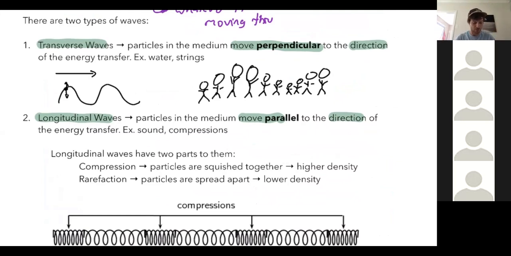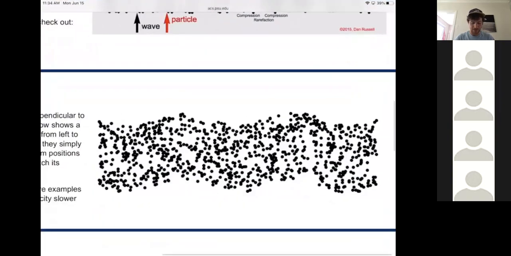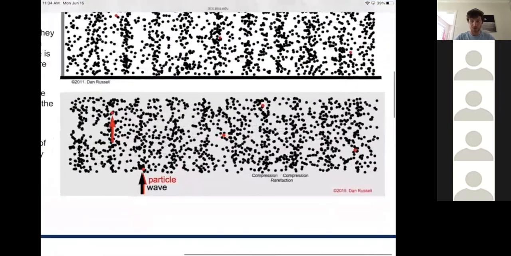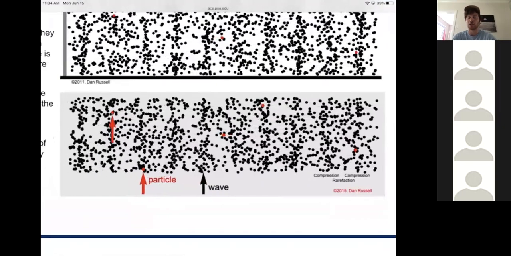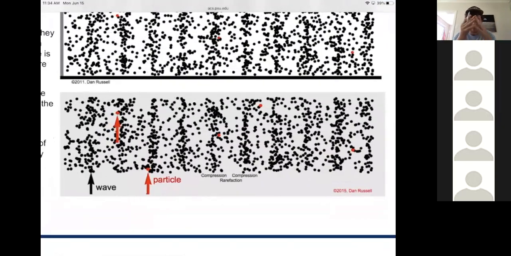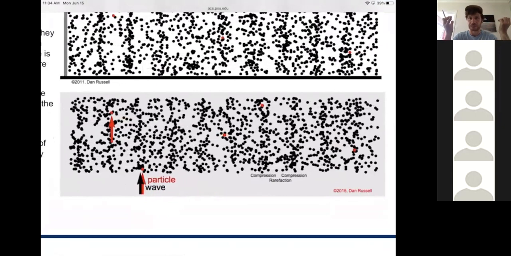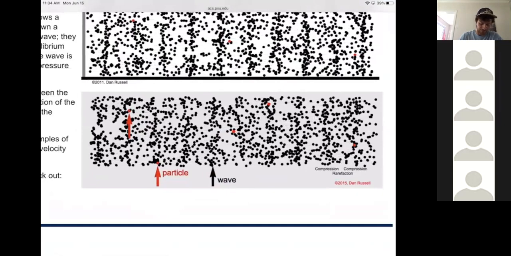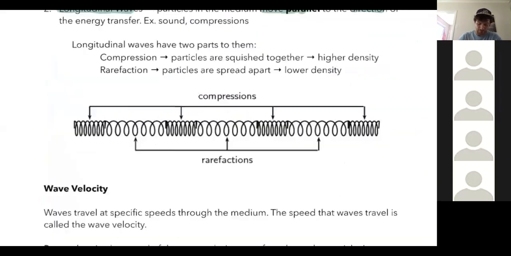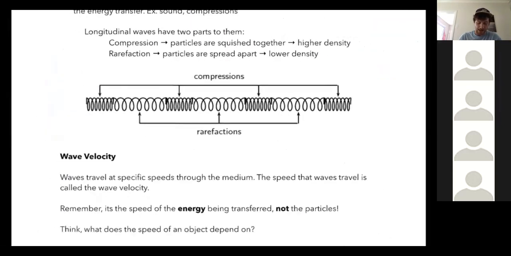Okay. So if we go back to the picture, it's even labeled here actually. You can see the compressions and the rarefactions moving through on the bottom there. Compressions are when the particles are squished together. Rarefactions are when they're spread out a little bit. Okay, cool. Just a little fun fact, really. Nothing too crazy there.